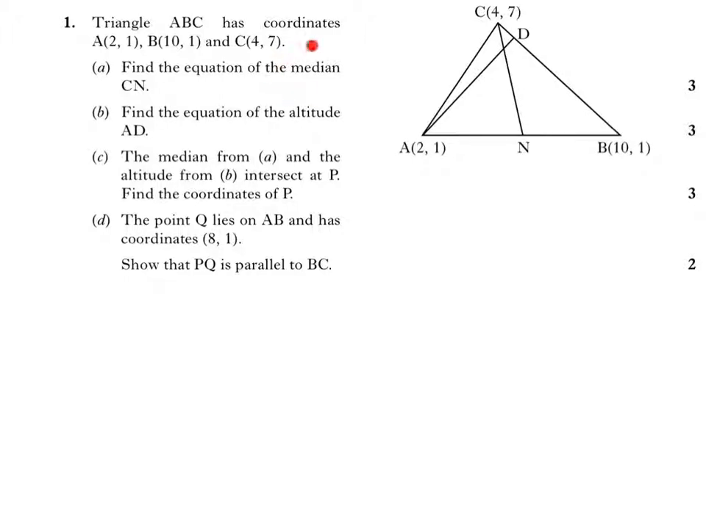Now, a median is a straight line that comes from a vertex. So that's the corner of the triangle. In this case, that's C. And it cuts an opposite line in the middle. So the first thing that I'm going to do is find the midpoint of AB.